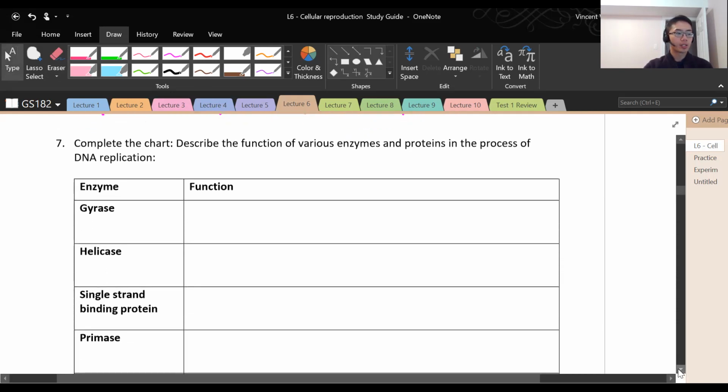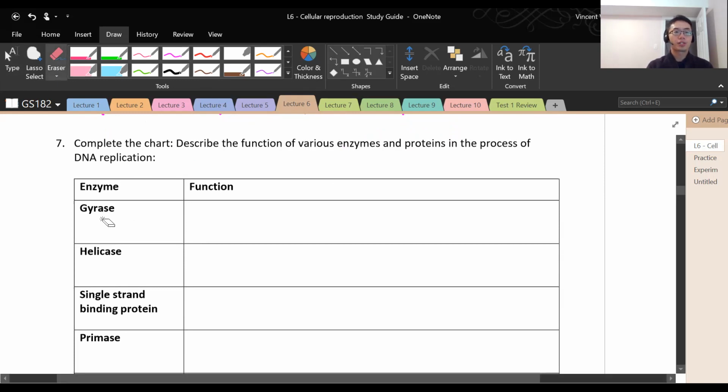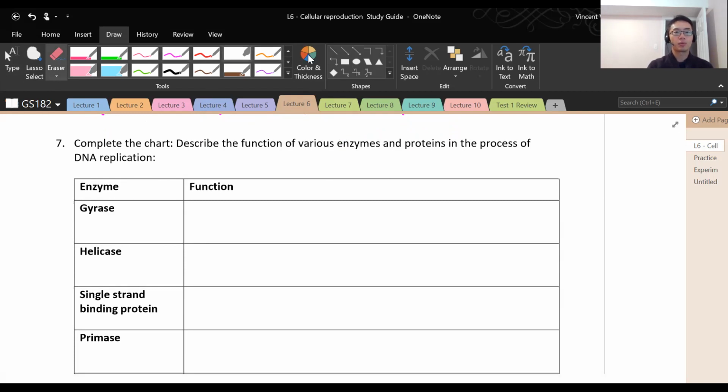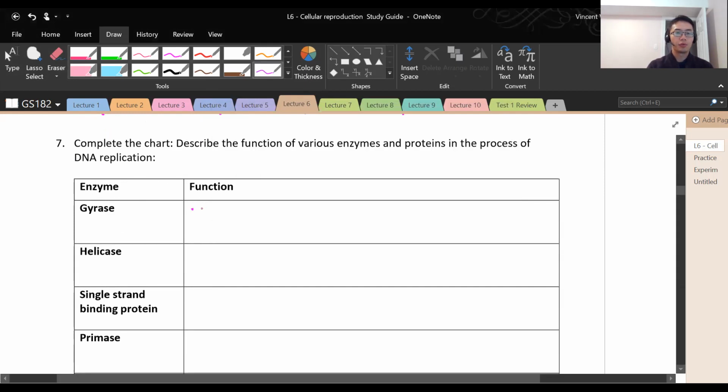All right, before we do mitosis though, let's fill in this chart related to all the enzymes that are involved in DNA replication. Okay, so first there is gyrase. Gyrase, what does gyrase do? Gyrase is important to relieve tensions that build up as the DNA is unwinding.